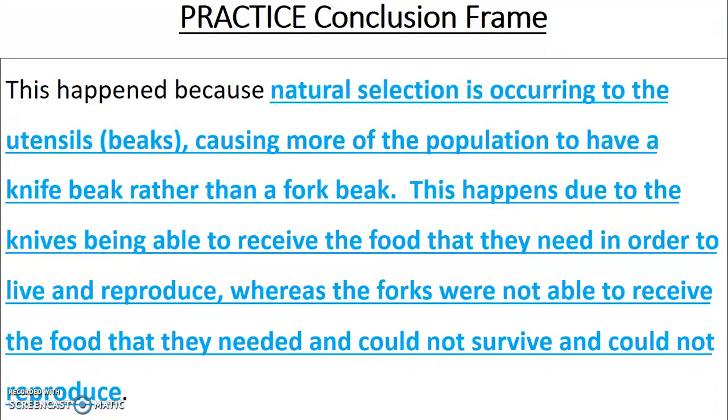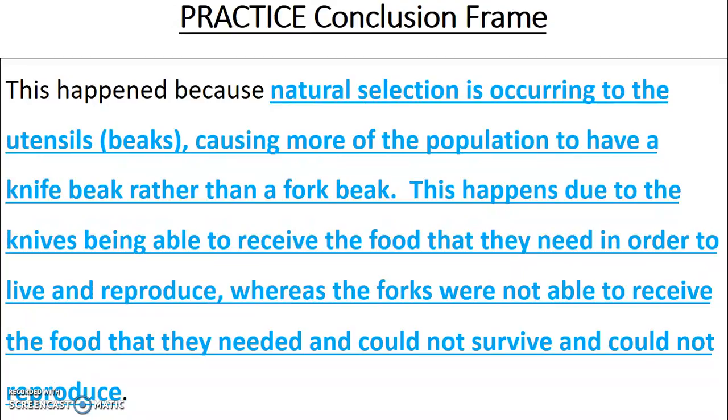This happened because natural selection is occurring to the utensils, the beaks, causing more of the population to have a knife beak rather than a fork beak. This happens due to the knives being able to receive the food that they need in order to live and reproduce, whereas the forks were not able to receive the food that they needed and could not survive and could not reproduce. So this tells me that you know that this is natural selection occurring, and this also tells me that you know why natural selection occurs.